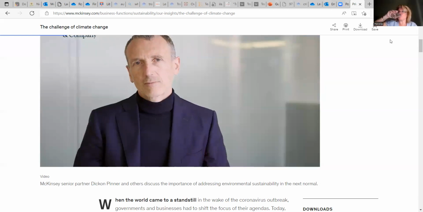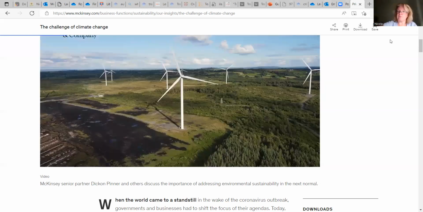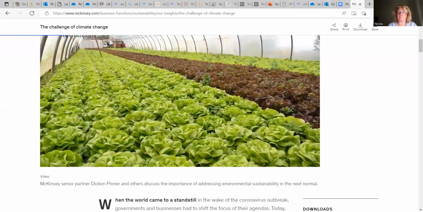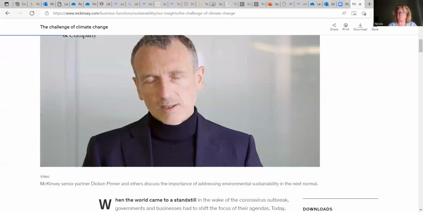There will not be agriculture tomorrow if there is no way that we can address climate change properly. If there is no agriculture, there will not be food. There won't be brands, there won't be Danone. It's as simple as that.